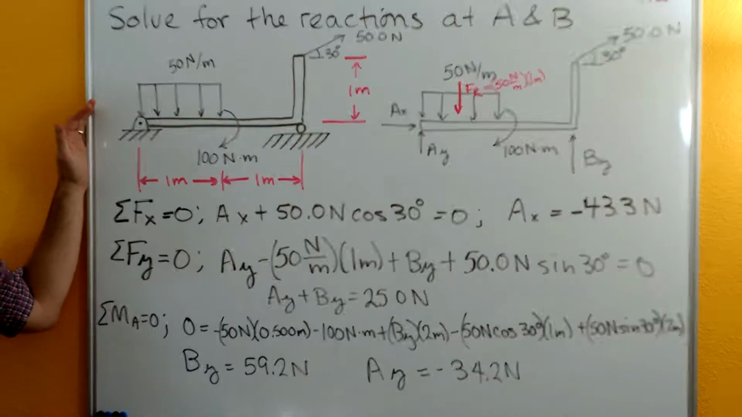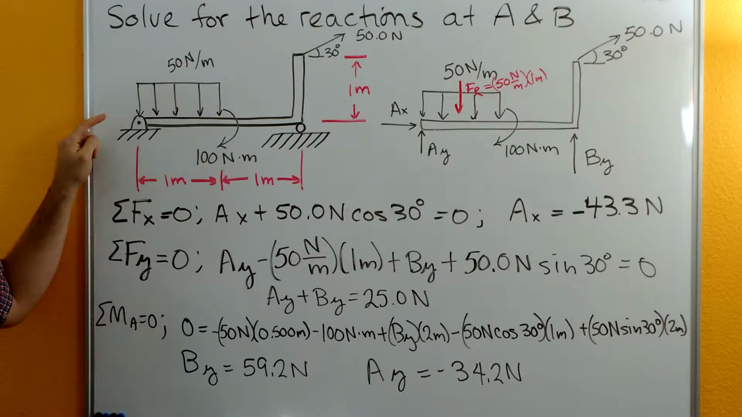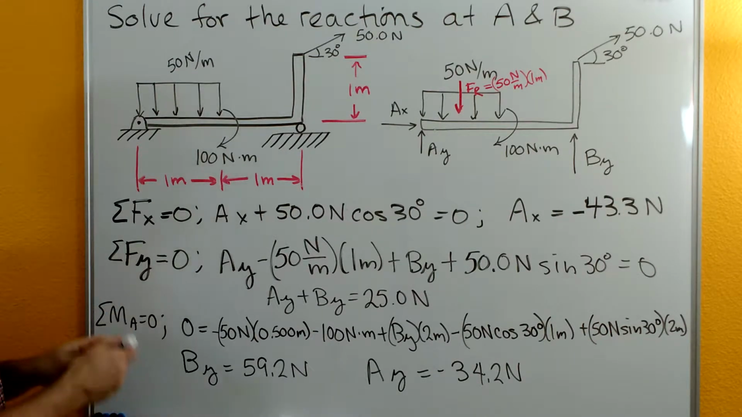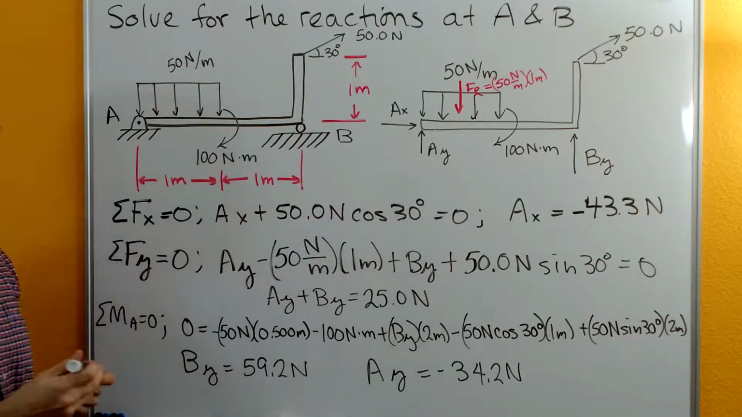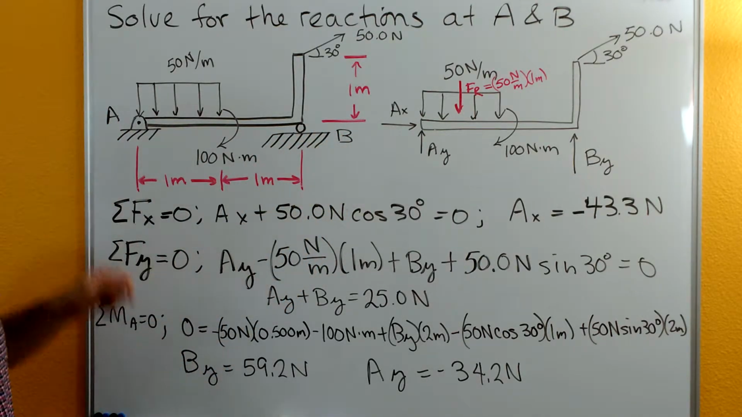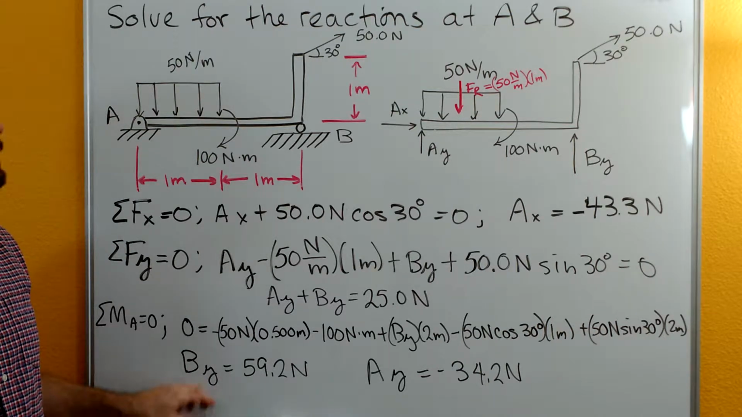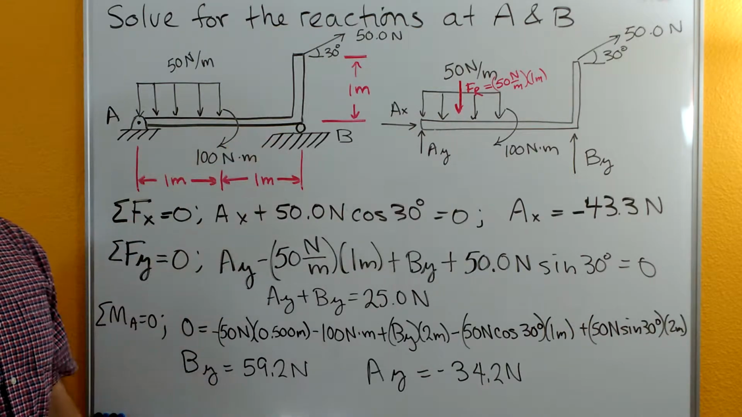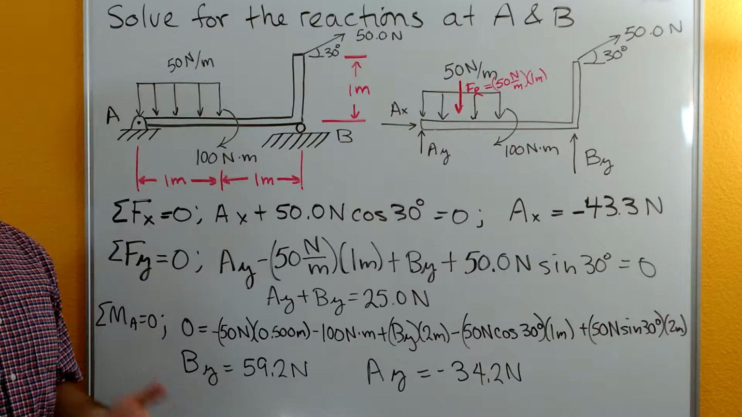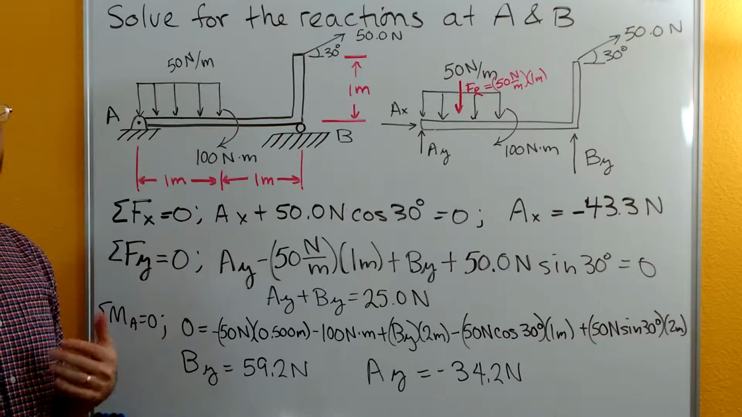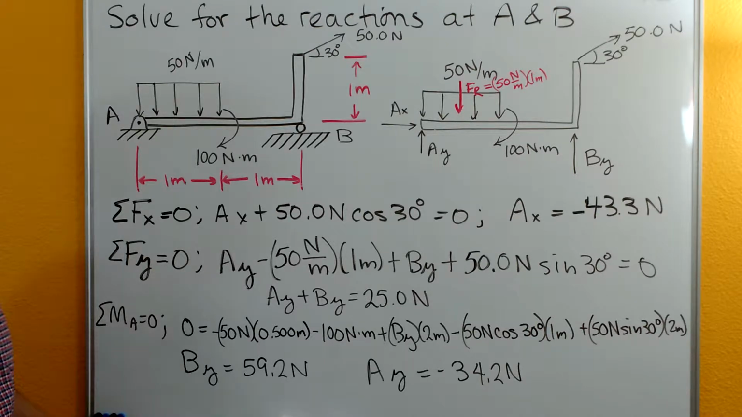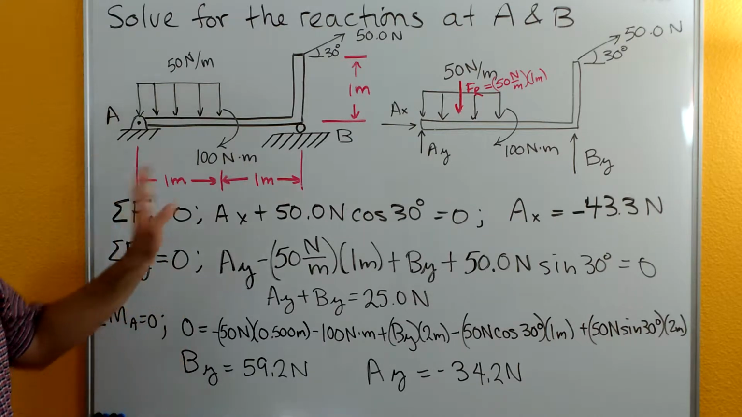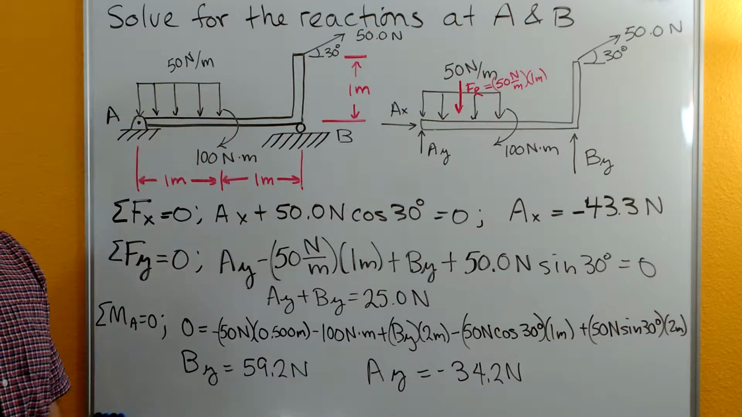So for this problem, we need to solve for the reactions over here at A and also at B. A is a smooth frictionless pin and B is just a smooth frictionless roller. In this one, we're also going to really focus on how we determine the directions when we're looking at our sum of the moments equation. First step though, same as always, is draw our free body diagram.